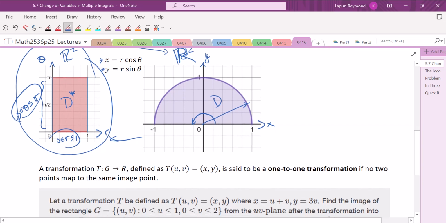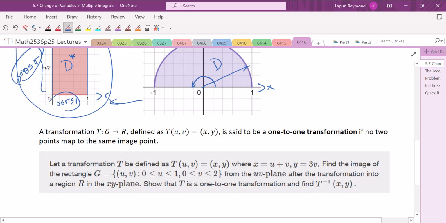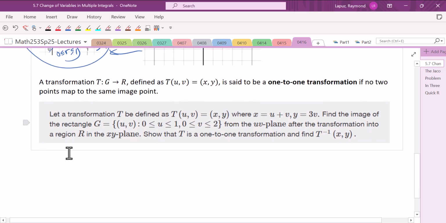Just as a few more pieces of information that is important mathematically, but not so important for us, because we're just going to kind of wave our hands at this. We say that a transformation is one-to-one if no 2 points get mapped to the same image. So that's just the definition that they had. It's not that important.